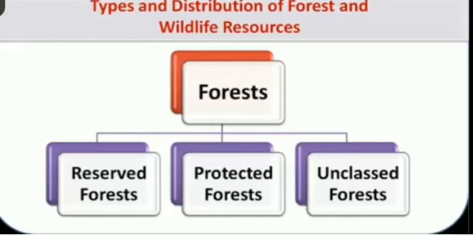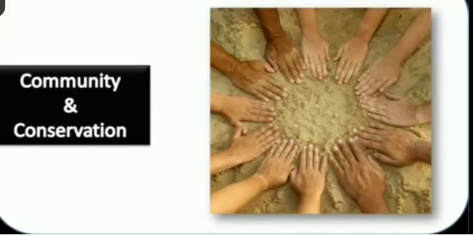So what is the distribution of these forests and wildlife resources? Reserved forests, protected forests, and unclassed forests. Reserved forests are governed by the government with laws, and protected forests are semi-government. They may be protected by the government in association with private agencies. Unclassed may be protected by an individual, or government, or semi-government. This is the distribution of forests in India, which includes this wildlife, plants, and animals.